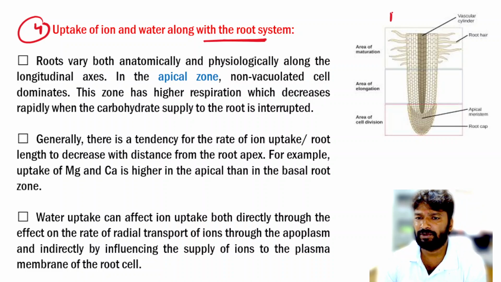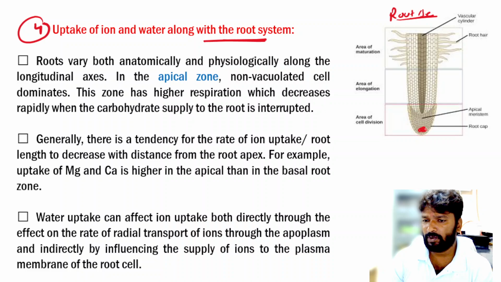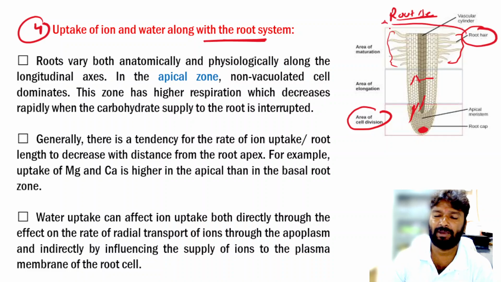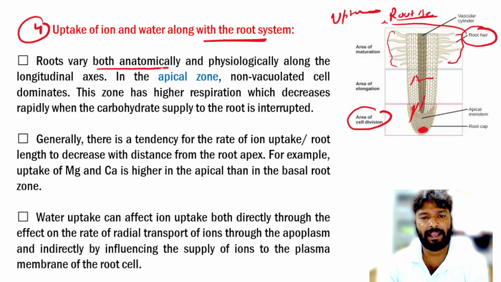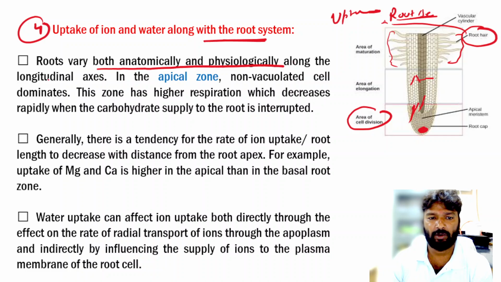So friends, you know that this is the root section, and this is the root cap, and this is the area of cell division, and this is the area of elongation, and this is the area of maturation where the root hairs are present, and this area is mainly responsible for the uptake of ions. Okay, so roots vary both anatomically and physiologically along the longitudinal axis.